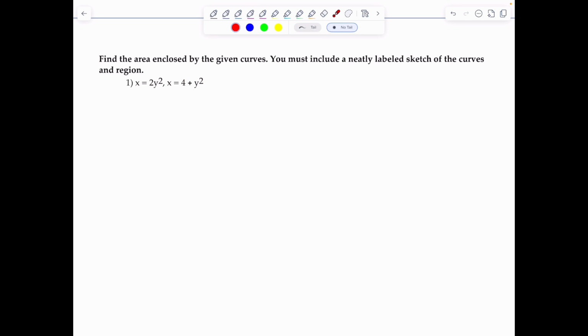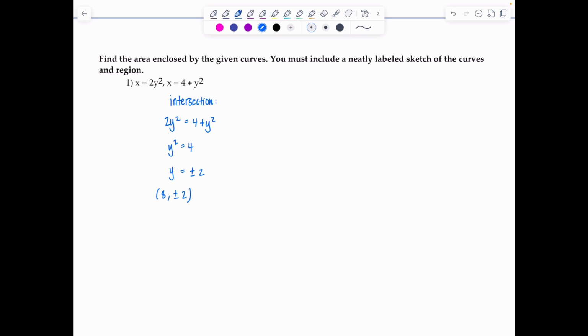First thing, to get a nice graph going, we need to find the intersection of these two curves. So we're going to do that by setting them equal to each other. So we have 2y squared equals 4 plus y squared. Now I'll move that y squared from the right over to the other side, and then we just have y squared equals 4, which means y equals plus or minus 2. And then substituting that into either of the equations, we get that x is equal to 8. So that is where the two curves intersect.